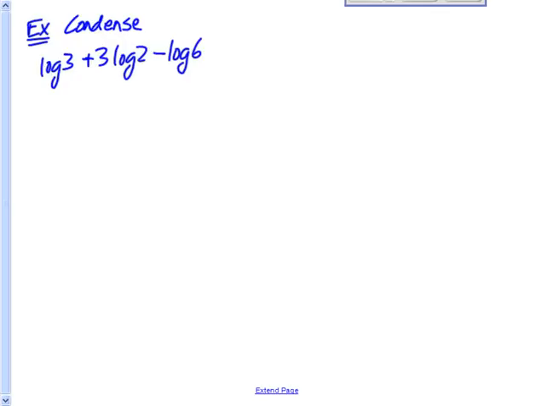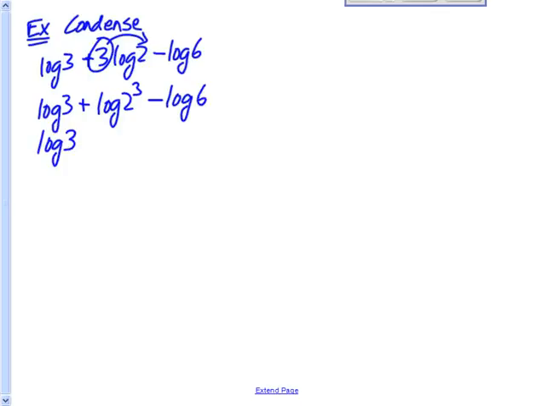You notice the 3 there in front. Why don't we do the power property there first? So we have log 3 plus log 2 cubed. Of course, 2 cubed is 8. Now let's do these left to right. I have a plus between them, so that's the product property. So log of 3 times 8. All right, put those together.